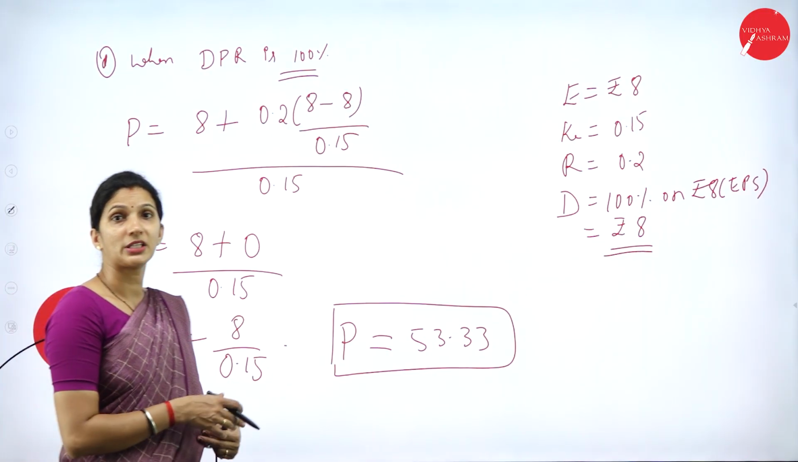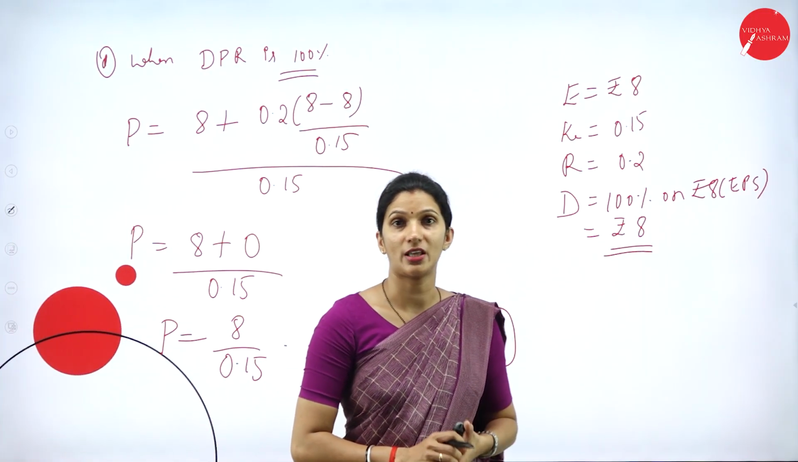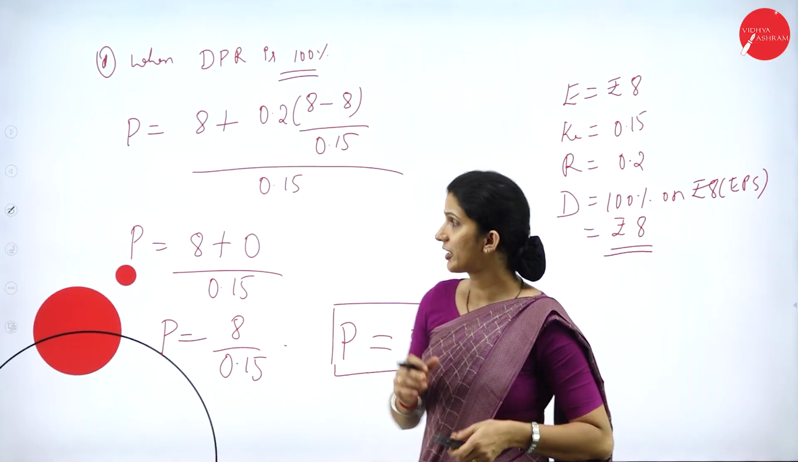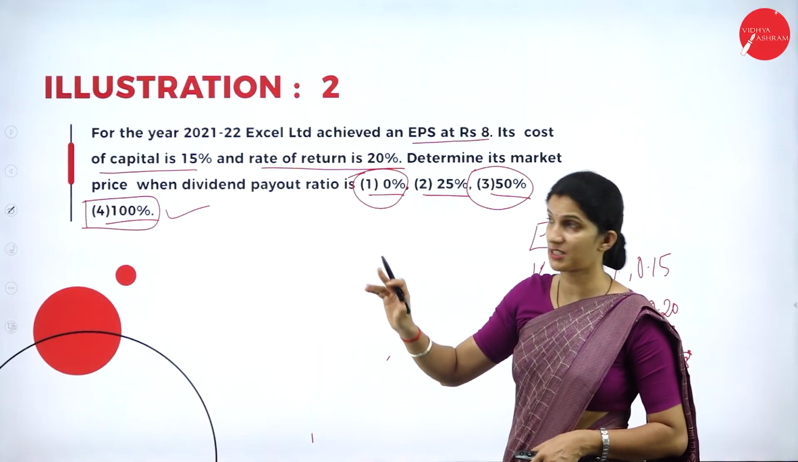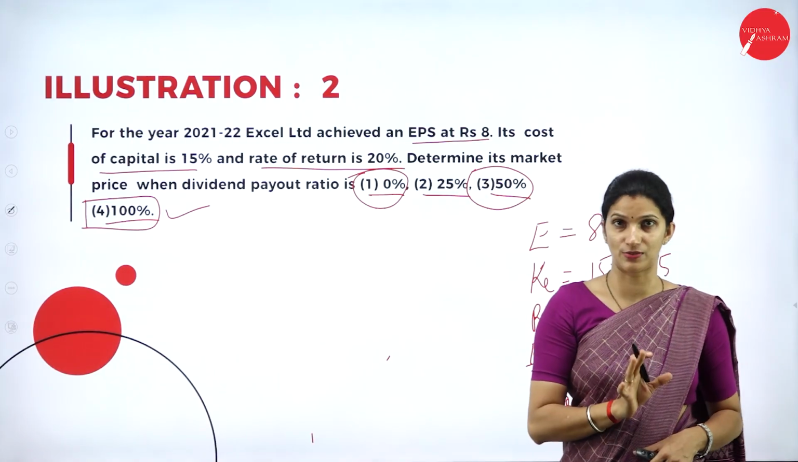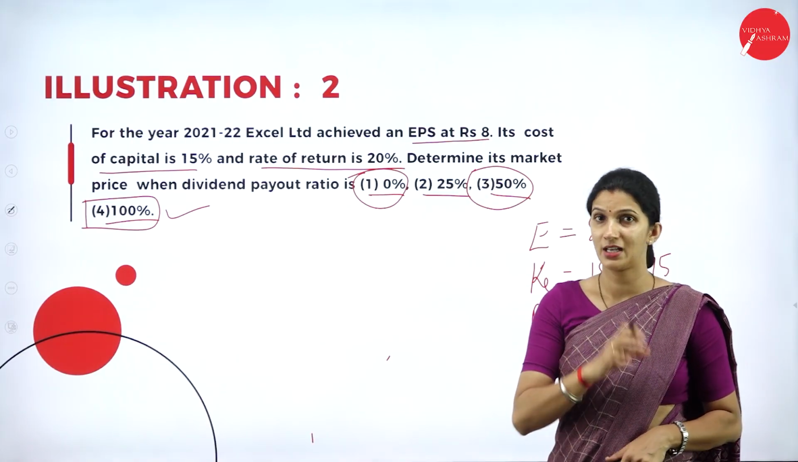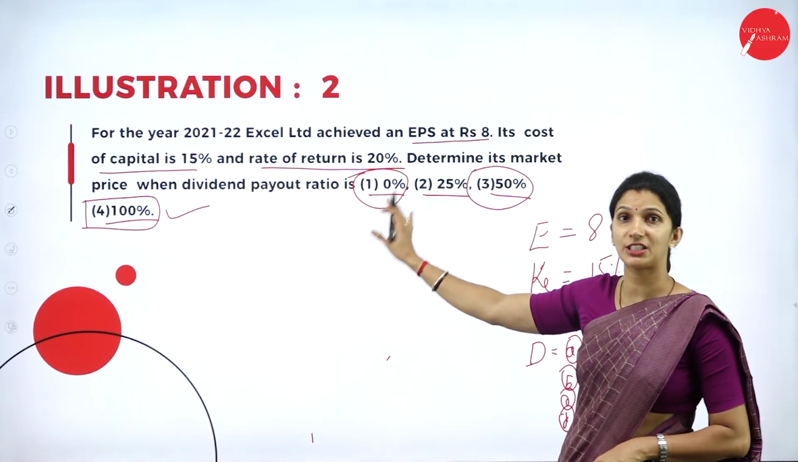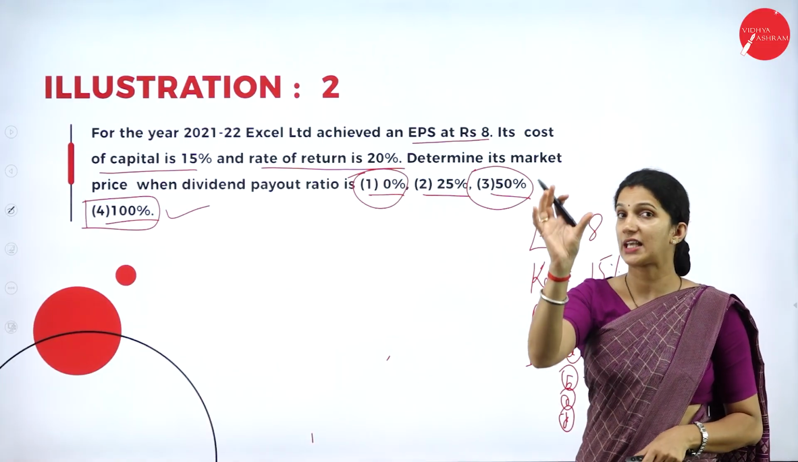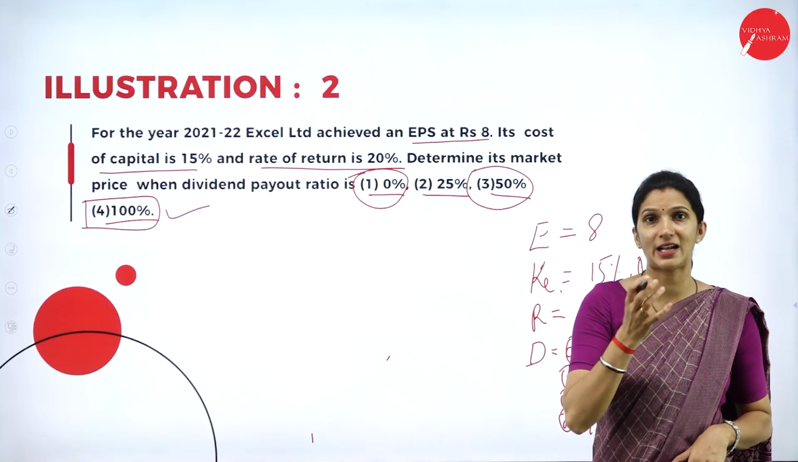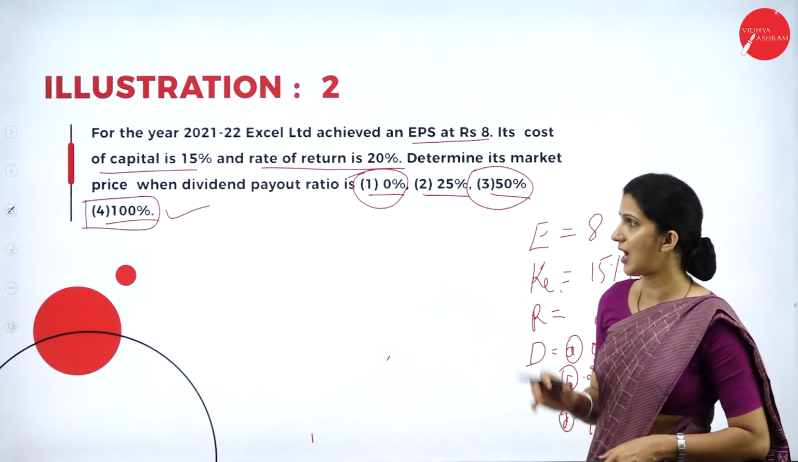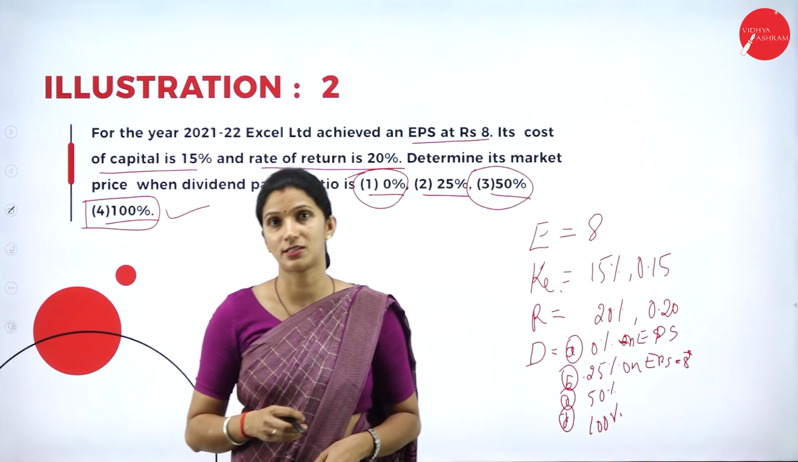So this is how we need to calculate the market price of the share under Walter's model. So here in this question we have one company, which is Excel Limited, and you have 4 situations. Usually for the 15 marks, you will have 3 companies with the 4 situations. So for each company under 4 situations, what is the market value that we need to calculate? So this is how we'll calculate under the Walter's model.